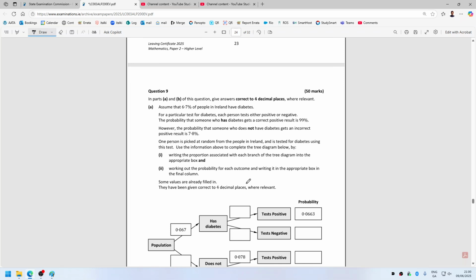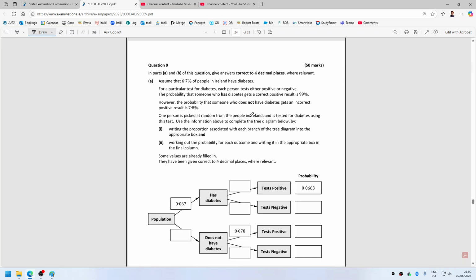Okay, in parts A and B of this question, give your answer to 4 decimal places. Assume 6.7% of the population of people in Ireland have diabetes. In particular, this is one of these false positives.